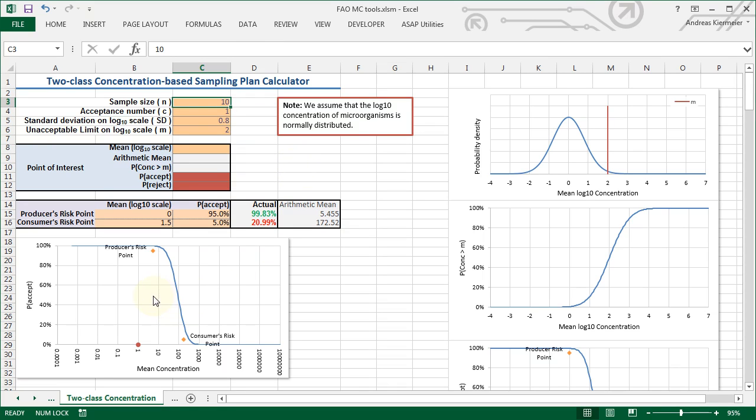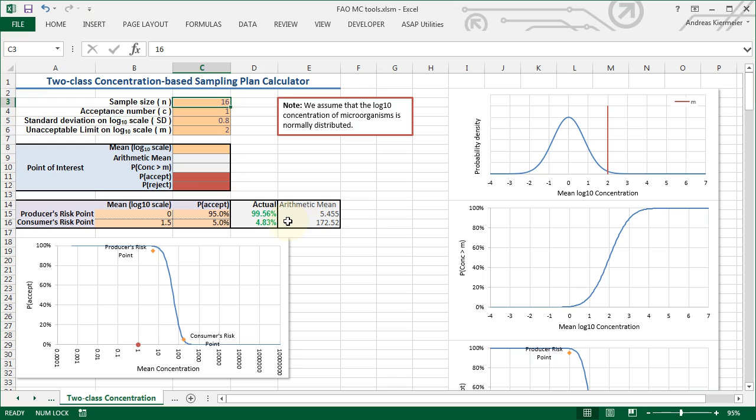Now, this has the effect of shifting the OC curve to the right, and while the producer's risk point is met, the consumer's risk point is no longer met. In order for our sampling plan to meet the consumer's risk point, we again need to increase the sample size, and again using some trial and error, and you might be able to use slightly larger steps than I'm using here. We find that a sample size of 16 and an acceptance number of 1 will satisfy both the producer's and the consumer's risk point in this case.